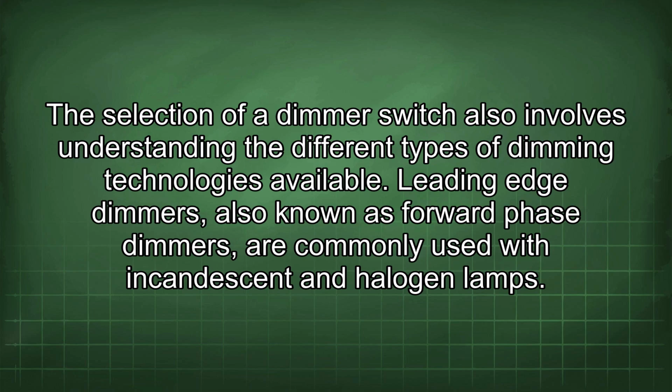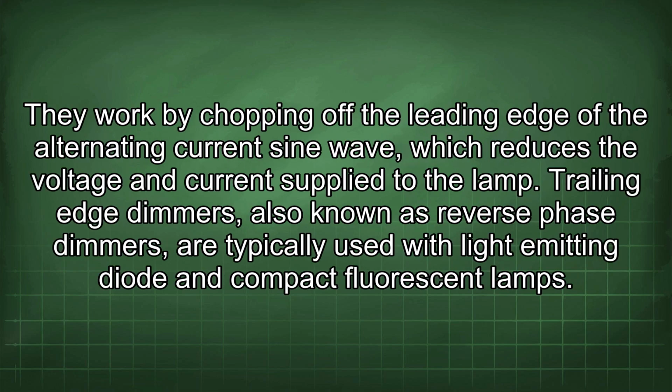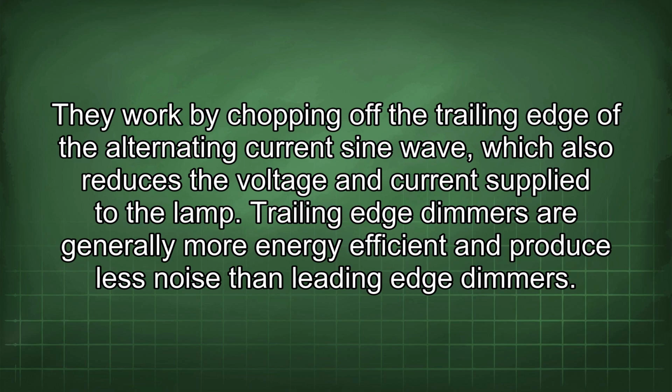The selection of a dimmer switch also involves understanding the different types of dimming technologies available. Leading-edge dimmers, also known as forward-phase dimmers, are commonly used with incandescent and halogen lamps. They work by chopping off the leading edge of the alternating current sine wave, which reduces the voltage and current supplied to the lamp. Trailing edge dimmers, also known as reverse phase dimmers, are typically used with light-emitting diode and compact fluorescent lamps. They work by chopping off the trailing edge of the alternating current sine wave, which also reduces the voltage and current supplied to the lamp.